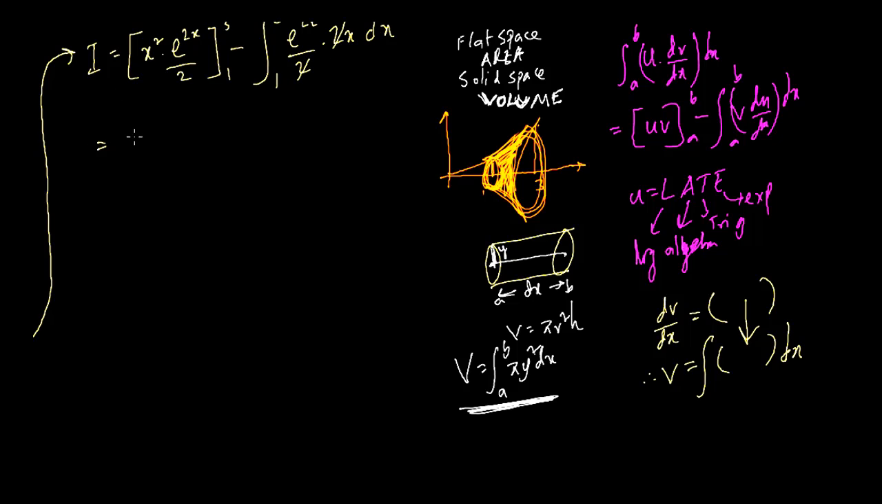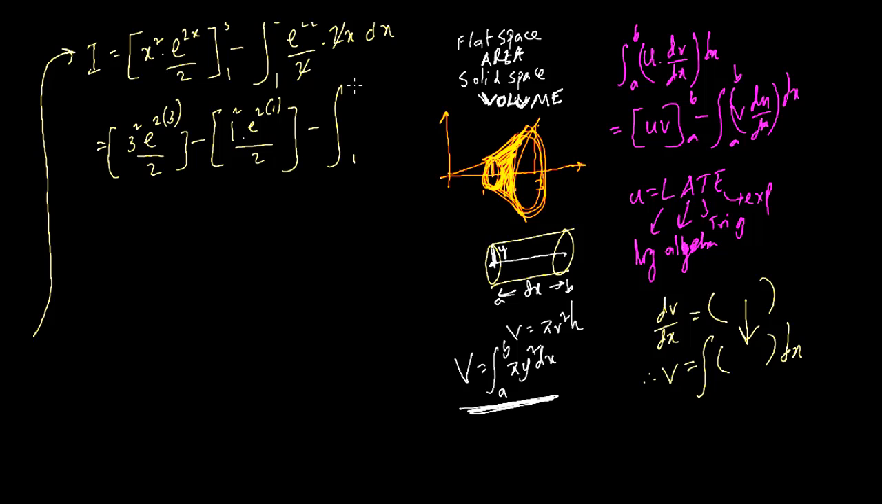So if we put the limit, it would be 3 squared e to the power 2 into 3 by 2, minus 1 squared e to the power 2 into 1 by 2. Now what we can write here is the integral from 1 to 3 of x e to the power 2x dx. So this is one more time we have to do integration by parts.